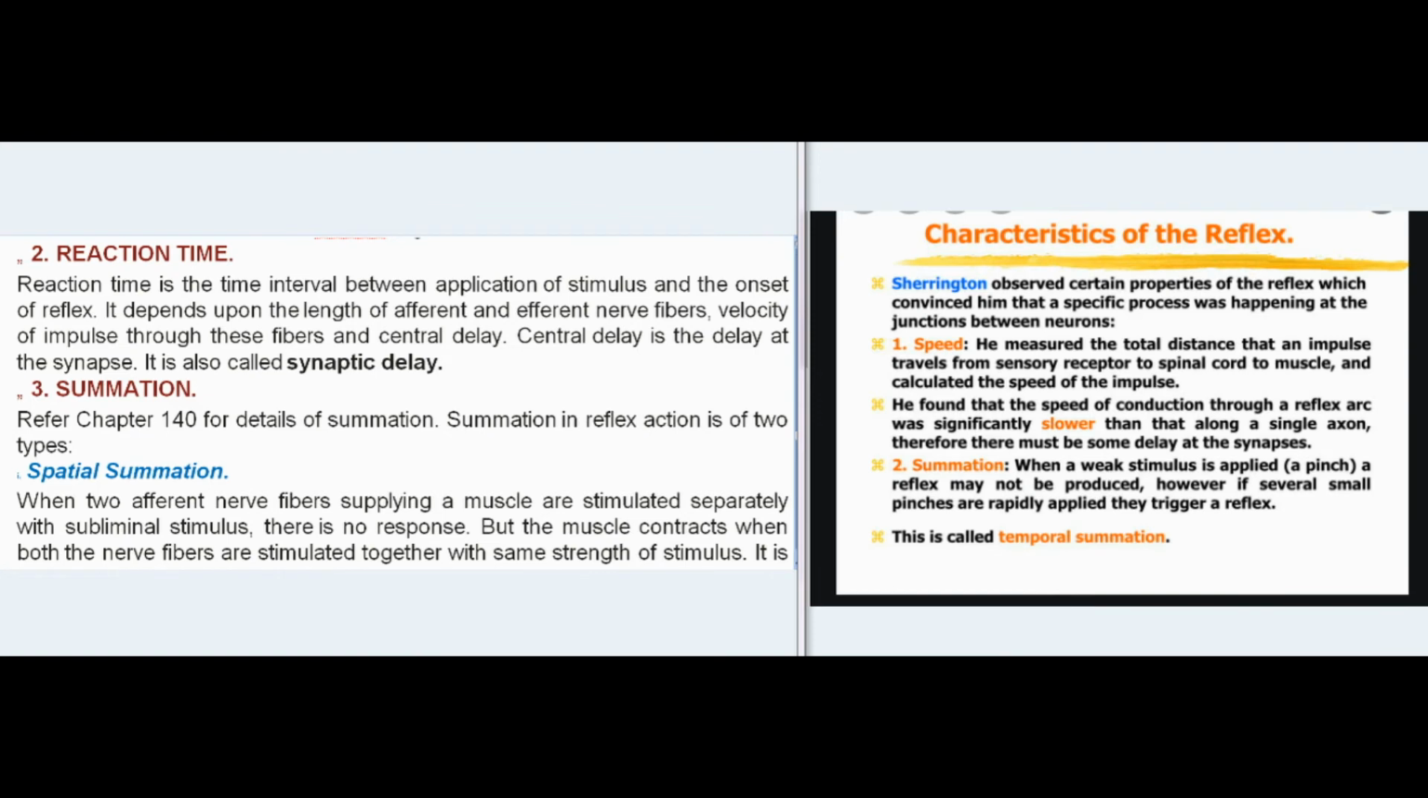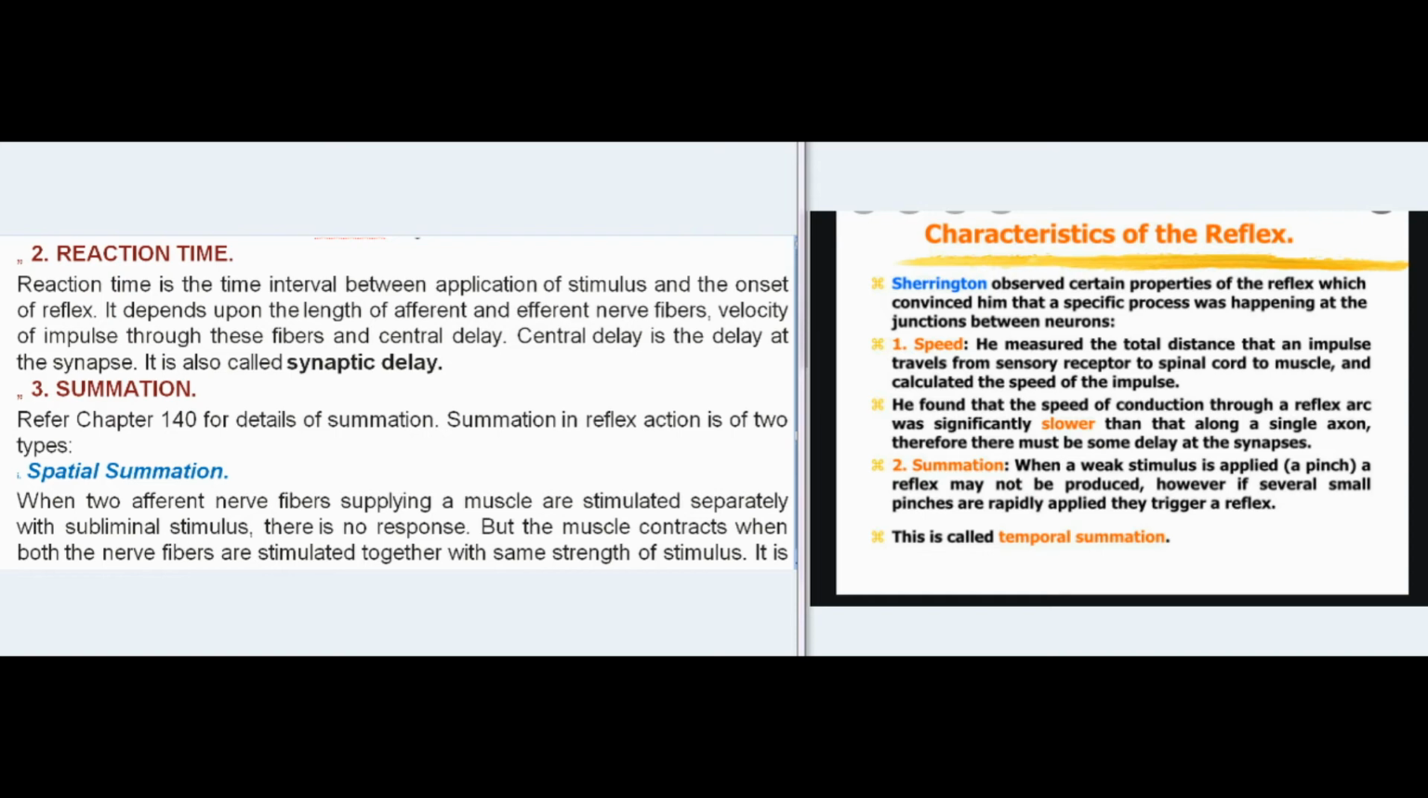2. Reaction time. Reaction time is the time interval between application of stimulus and the onset of reflex. It depends upon the length of afferent and efferent nerve fibers, velocity of impulse through these fibers, and central delay. Central delay is the delay at the synapse. It is also called synaptic delay.